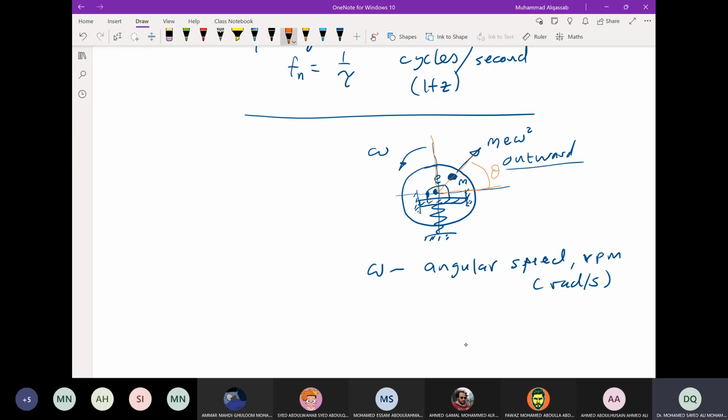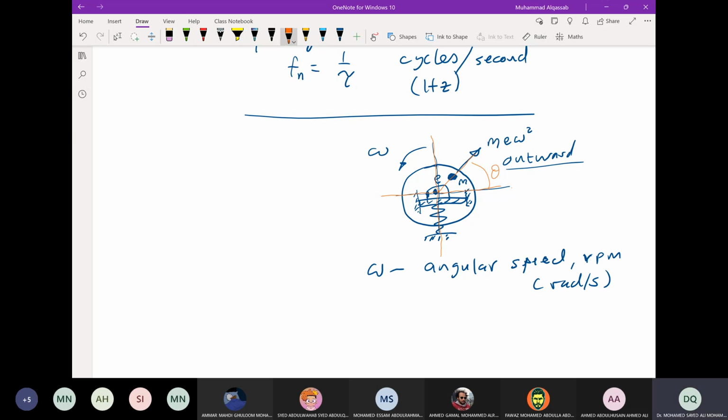If theta is 0, then the vertical component is 0, which is what causes the excitation. If theta is 90 degrees, then the force is equal to M E omega squared, which is the maximum. If theta is 180 degrees, then the vertical component is 0. And if the angle is 270 degrees, the force is equal to M E omega squared downward.